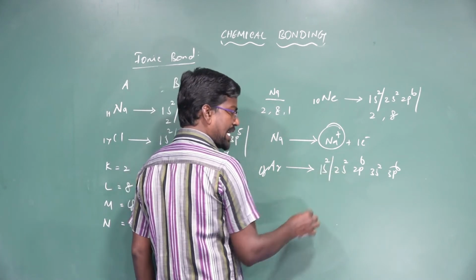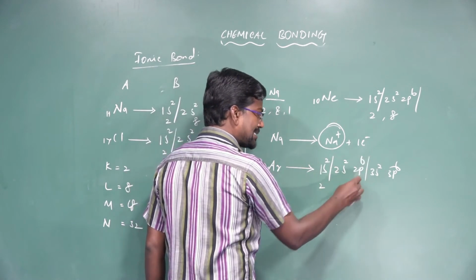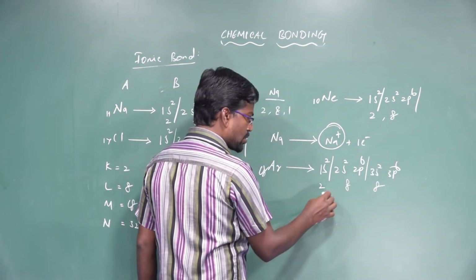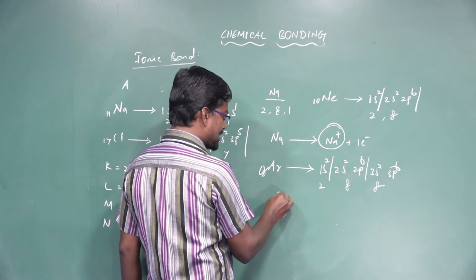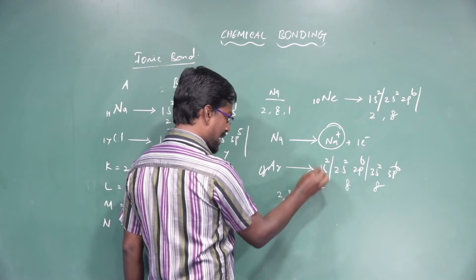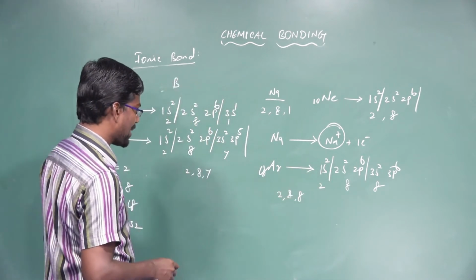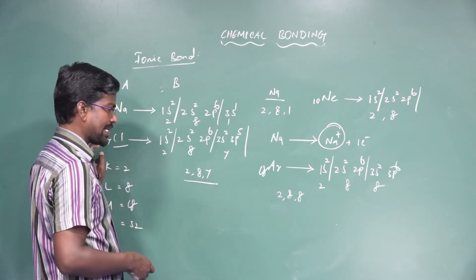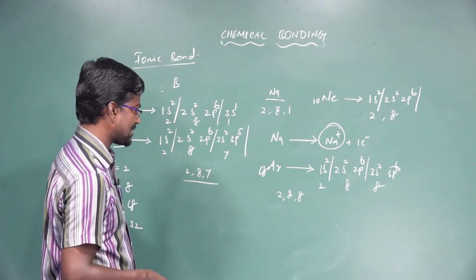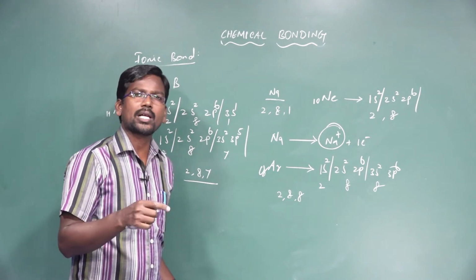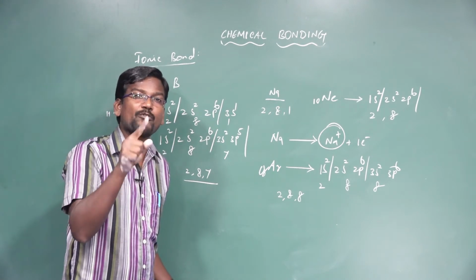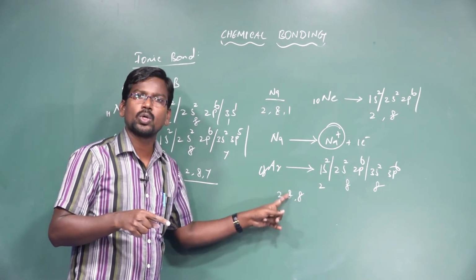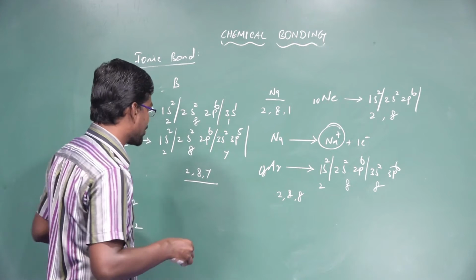In the electron configuration, the K shell accommodates 2 electrons, the L shell accommodates 8 electrons, and the M shell accommodates 8 electrons. So the electron configuration of argon is 2, 8, 8. But the electron configuration of chlorine is 2, 8, 7. That's why the chlorine atom has a strong tendency to gain 1 electron to attain the stable electron configuration of argon.